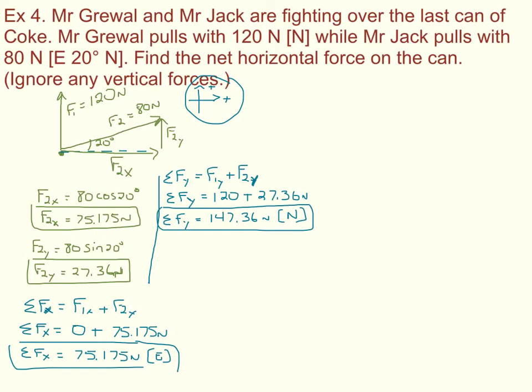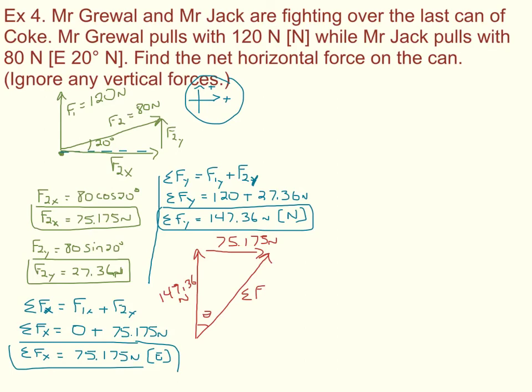I'm going to go ahead and redraw my triangle then. So let's switch this. Try another color. How about red? If I was to redraw my triangle, I know how far it's going in the x and the y direction. So here's the y direction. Here's the x direction. The y direction is 147.36 newtons. And in the x direction, it's 75.175 newtons. This is actually what I'm looking for right here. Right? This is the net force. And of course, we're going to need to have an angle over here as well.